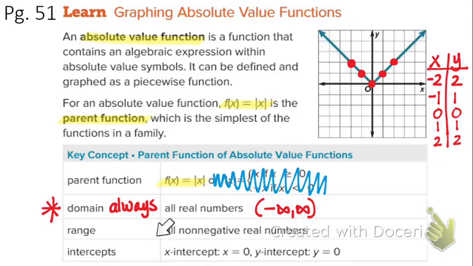So my range, see how this says, this might be confusing, all non-negative real numbers. So another way to say that would be y is greater than or equal to 0. But in interval notation, that would be 0, bracket on the 0, to infinity.